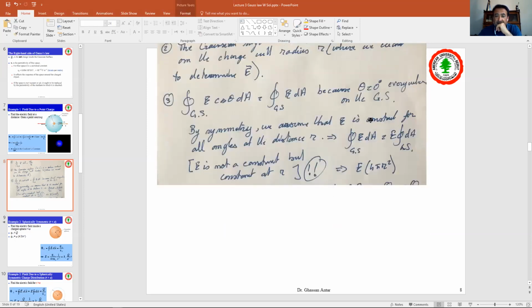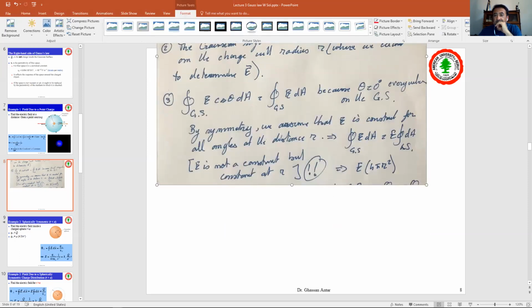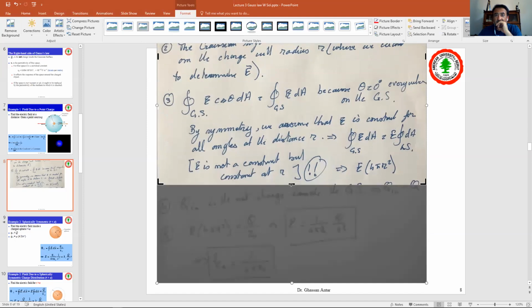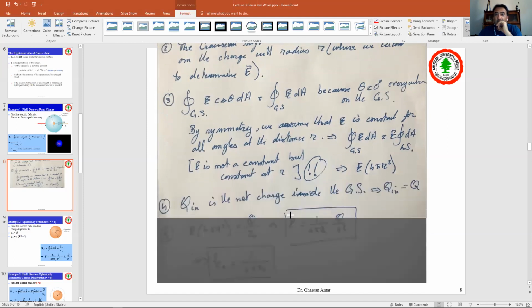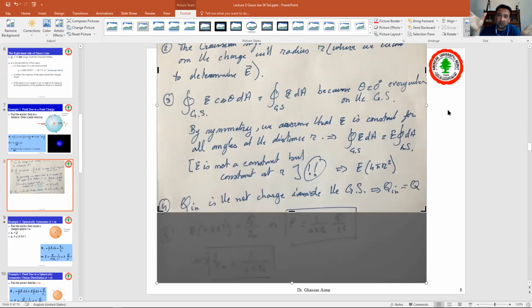Now let's continue with solving the problem. What we need to do is solve the right-hand side. What's the right-hand side? It's Q inside the Gaussian surface divided by epsilon 0. What's the charge inside the Gaussian surface? It's equal to the charge, there's only one. So my Q inside is simply equal to Q. Let's put everything together and solve the problem.